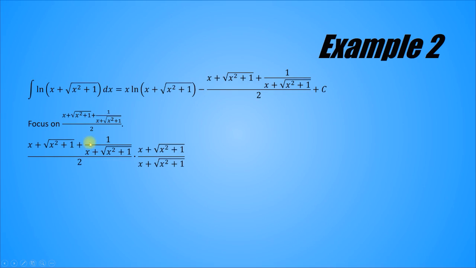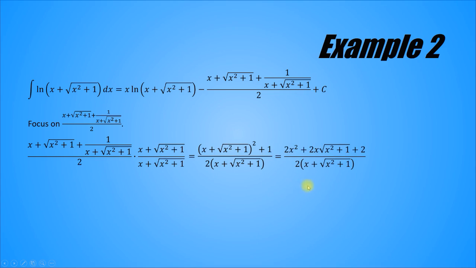So to clear this complex fraction, I'll multiply the top and the bottom by x plus the square root of x squared plus 1. So in the numerator, if I distribute these terms over these terms, I get (x + the square root of x squared plus 1) squared plus 1. And in the denominator, I didn't bother distributing. I just put the 2 and this guy next to each other. Now in the numerator, if I FOIL this thing out and collect like terms, I get this: 2x squared plus 2x times the square root of x squared plus 1, plus 2. All over this same thing down here.